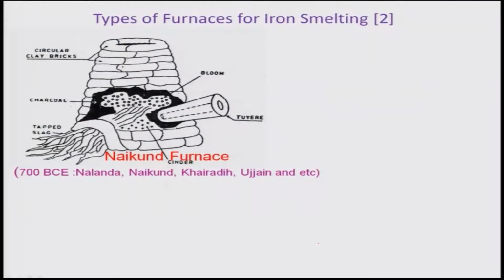Let us look at a furnace known as the Koon furnace, which is quite old. It goes back to 700 BC in Nalanda. This, Naikund, and even Khairadi and Ujjain, other places, you can find. This is a very simple furnace using clay bricks, and there is a tuyere supplying the air to be sucked in, and then these are the charcoals, and also the iron blooms, and the slag will be moving out through this passage.